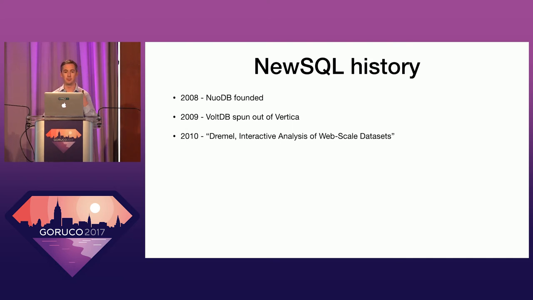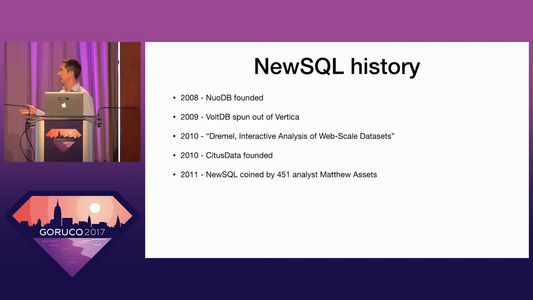2010, Google published the paper Dremel, Interactive Analysis of Web Scale Datasets. I can't believe they actually put web scale in the title of that thing, but it's a good paper. But it's basically about having a distributed SQL execution engine on top of big table-like structures. 2010, Citus Data was founded. Citus builds a distributed extension onto Postgres. So if you want Postgres as a distributed database, you can use Citus Data.